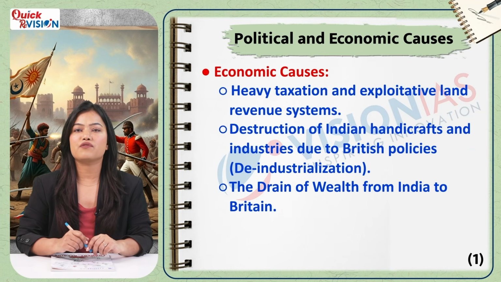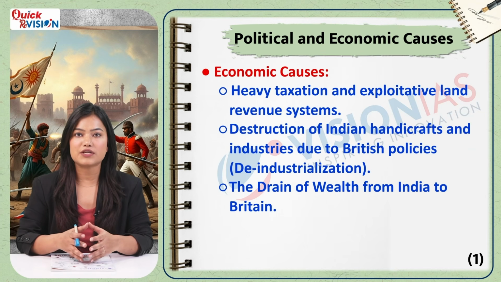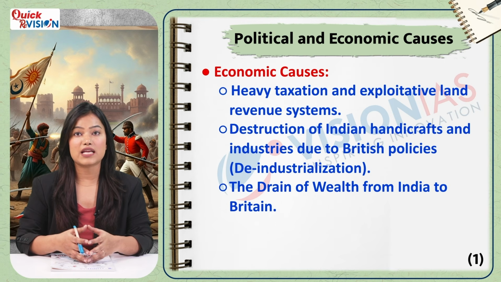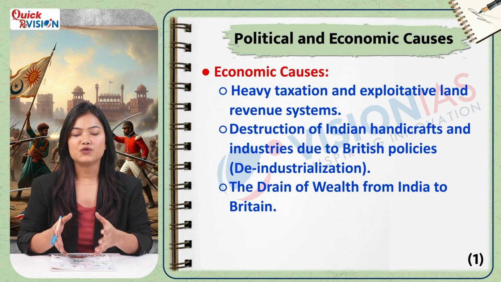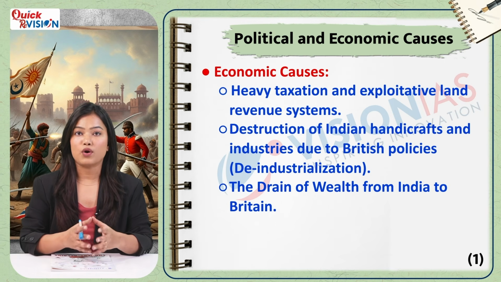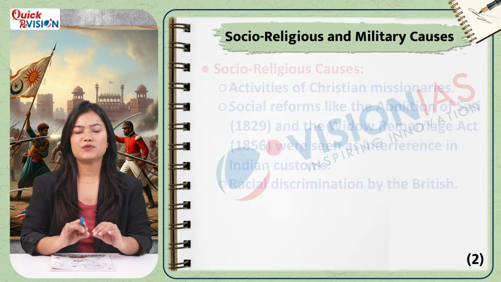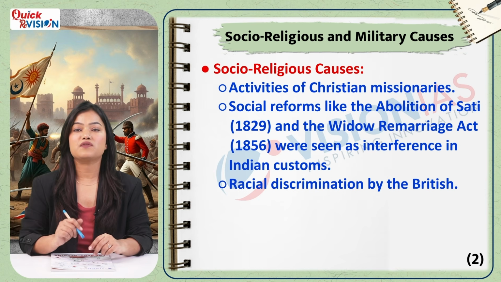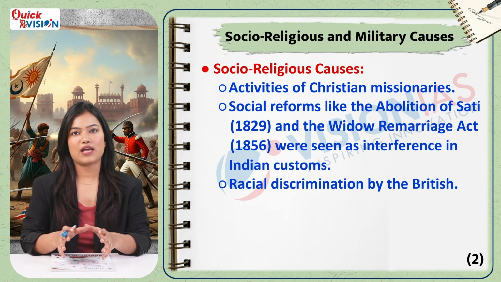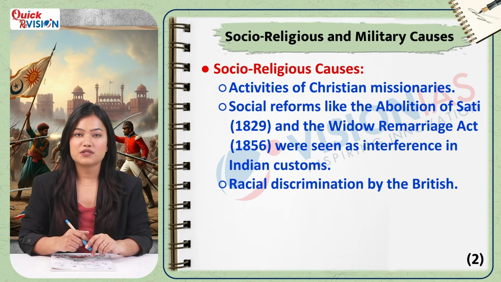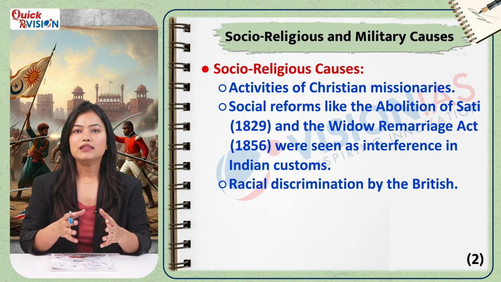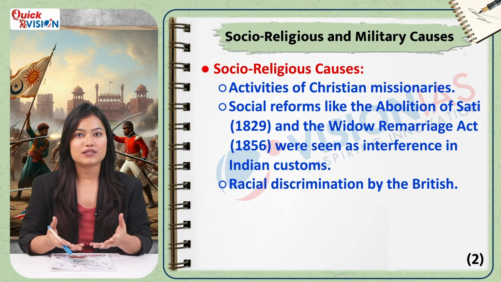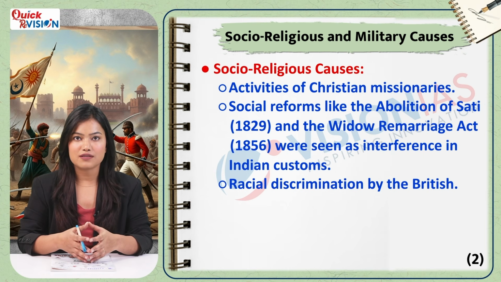Economically, the British land revenue policies devastated the peasantry. Their trade policies destroyed India's traditional handicrafts and industries, leading to widespread unemployment and poverty. In the socio-religious sphere, the activities of Christian missionaries and reforms like the abolition of sati and the Widow Remarriage Act were seen as British interference in Indian society. The racial discrimination and contentious attitude of the British towards Indians were also major causes of discontent.